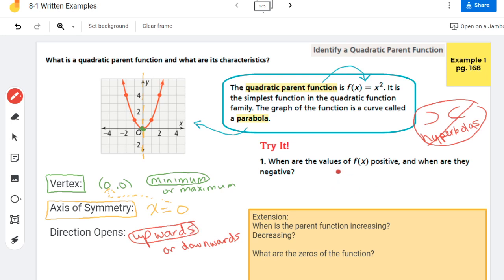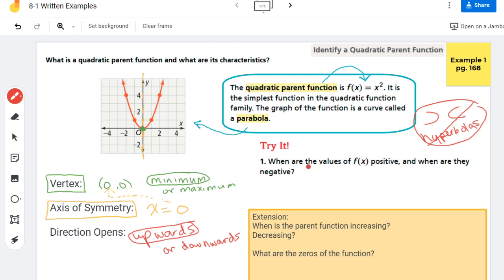So now the try it, and this part that I wrote in, this is an extension that I came up with. It's not part of Savvas, but it's good for you guys to understand it because you're going to run into this soon in math. These are taking you towards more complex ideas that we're going to investigate further in this chapter, okay?